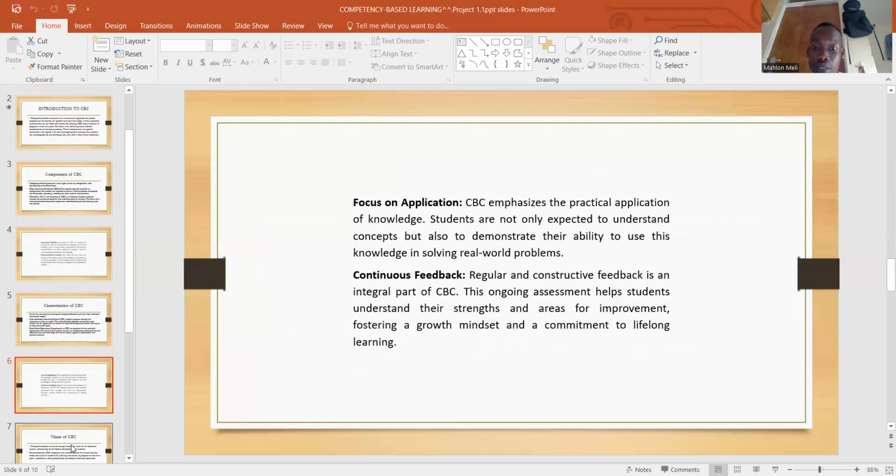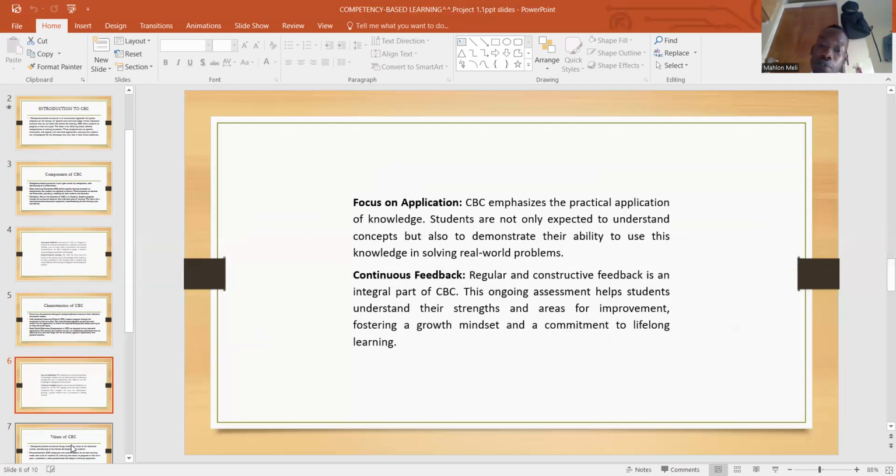The focus on application is the third characteristic. Competency-based curriculum emphasizes the practical application of knowledge. The students are not only expected to understand concepts, but also to demonstrate their ability to use this knowledge in solving real-world problems.